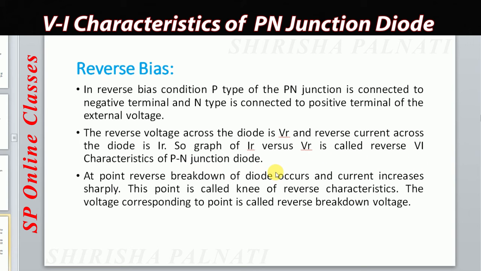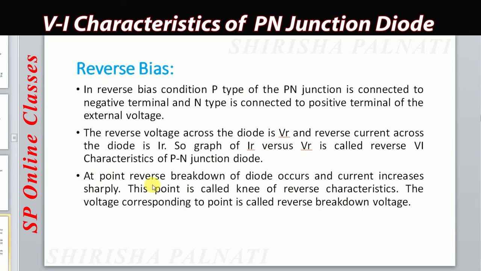So same as forward bias, here we are taking VR and IR. VR and IR mean the voltage and current in reverse bias. So the relation between both IR and VR is called the characteristics of the PN junction diode.